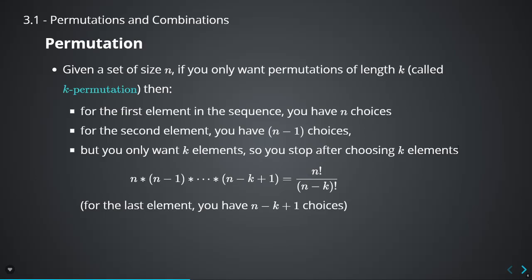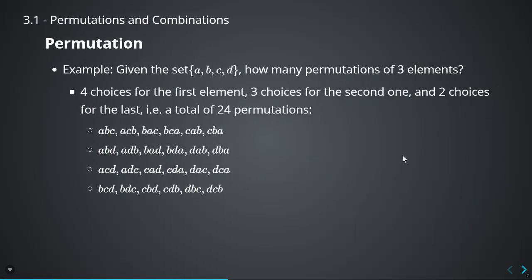So you gotta stop after you choose k elements. The formula for that is n times n minus 1 times dot dot dot times n minus k plus 1, because that's the number of choices you have for the last element. And this is just n factorial divided by n minus k factorial. You have probably seen this as nPr, like n permute r. All right, so that's permutation.